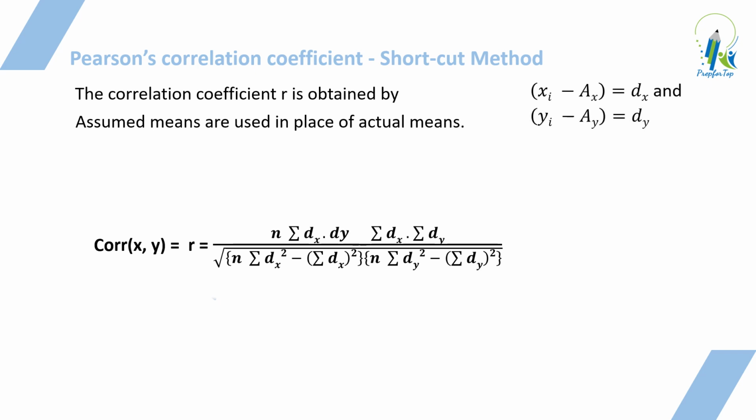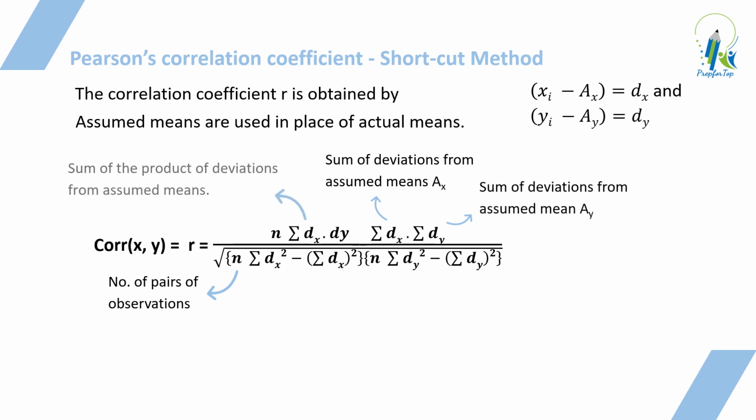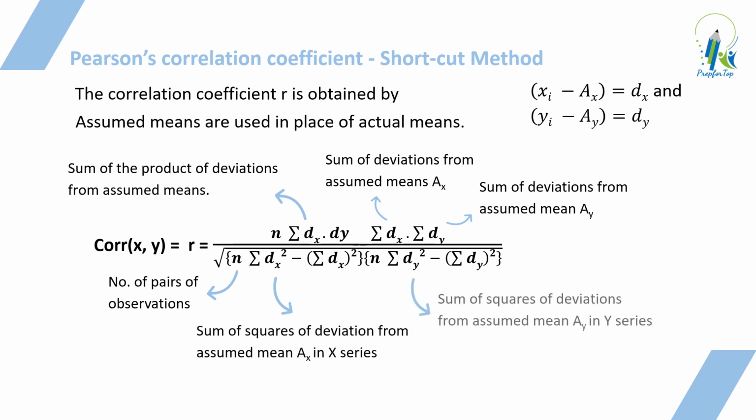Xi minus Ax equals dx, and Yi minus Ay equals dy. n is the number of pairs of observations. Σdx is the sum of deviations from assumed mean Ax, Σdy is the sum of deviations from assumed mean Ay, Σdxdy is the sum of product of deviations from assumed means Ax and Ay, Σdx² is the sum of squares of deviations from assumed mean Ax in the x series, and Σdy² is the sum of squares of deviations from assumed mean Ay in the y series.